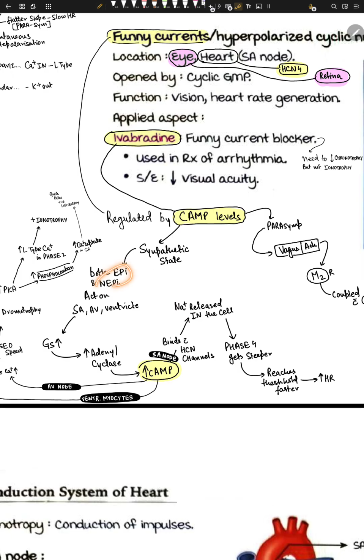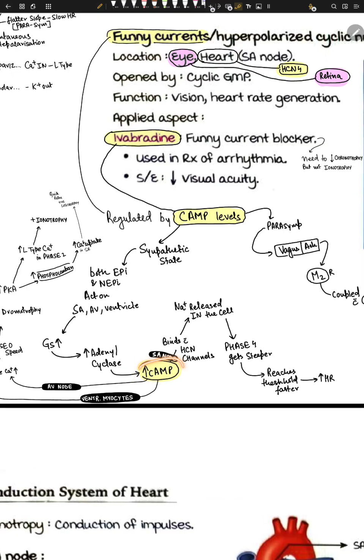And then when they act on the SA node, AV node, and ventricles, right? Ventricles have very few of these receptors for epinephrine and norepinephrine. So once they act, epinephrine and norepinephrine are bound with these G, S means stimulatory. So Gs coupled proteins, and when they bind, they increase the levels of adenyl cyclase. Once the level of adenyl cyclase increases, we have higher levels of cAMP.